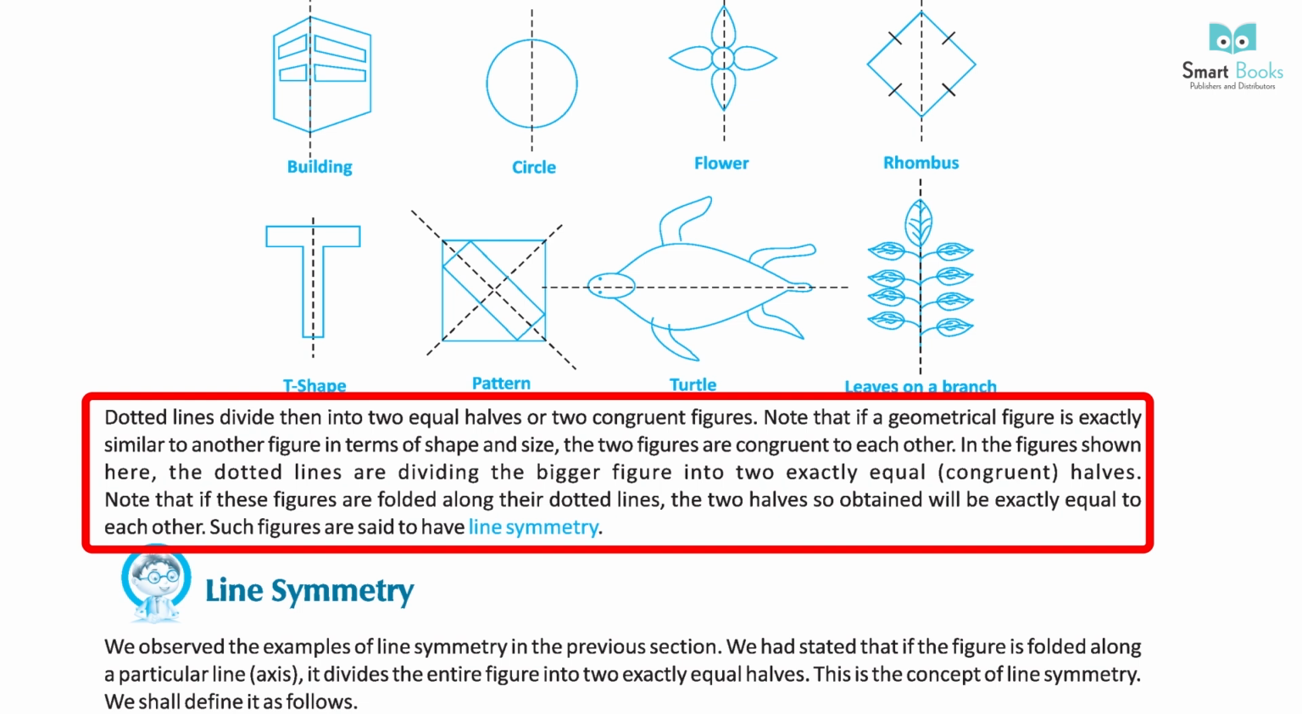Note that if a geometrical figure is exactly similar to another figure in terms of shape and size, the two figures are congruent to each other. In the figure shown here, the dotted lines are dividing the bigger figure into two exactly equal congruent halves. Note that if these figures are folded along their dotted lines, the two halves so obtained will be exactly equal to each other. Such figures are said to have line symmetry.